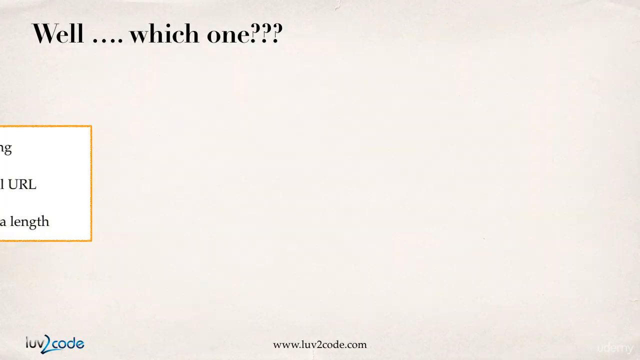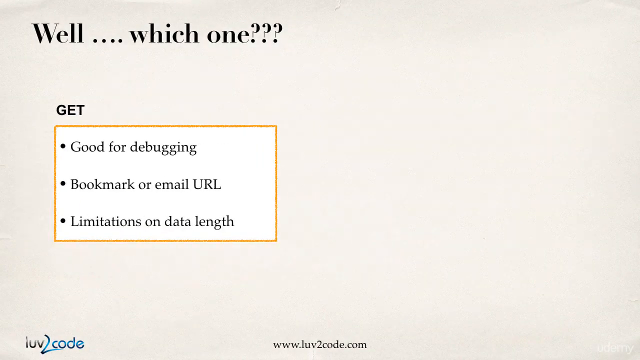All right, so you see all this stuff and you're like, okay, well, which one should I use? So a recap, the get method here is very good for debugging because you can see the name value pairs right there in the URL. You can also manually change them if you want. You can also bookmark the URL and you can also email it. With the get method, there's a limitation on data length, and it varies between browsers, so you just need to be aware of that. You're normally safe with about 1,000 characters.